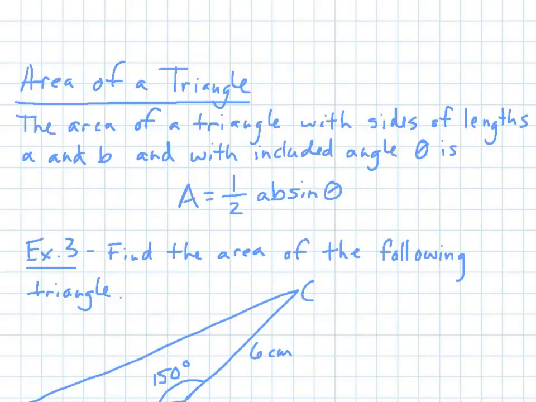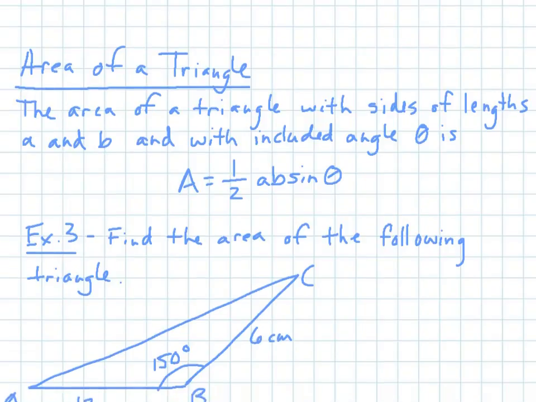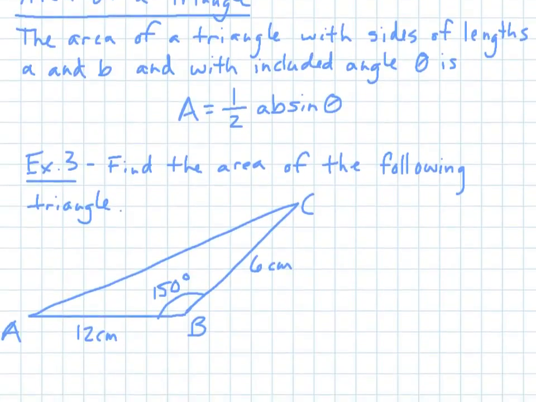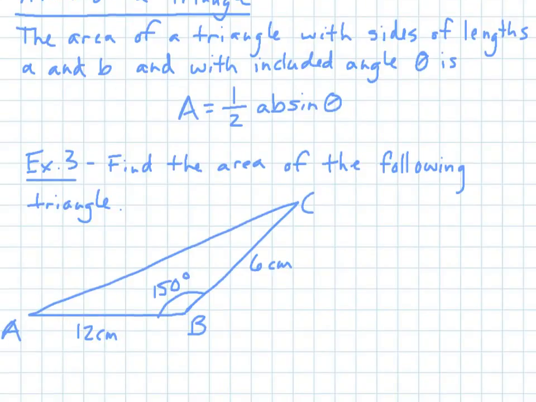Okay. Now, next thing, we'll find the area of a triangle. So, the area of a triangle with sides of lengths A and B, and with included angle theta is 1/2 AB sine of theta. So here, instead of doing 1/2 the base times the height, this is for when you don't have a right triangle. So you can use an angle from your triangle and the sides that make that angle to help you figure out the area.